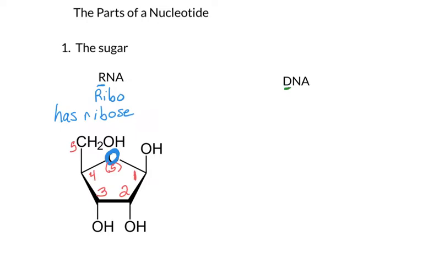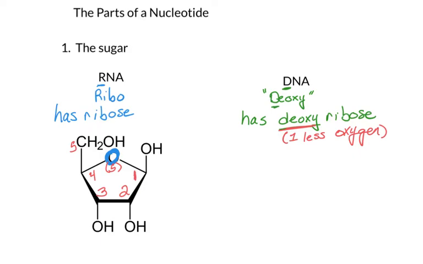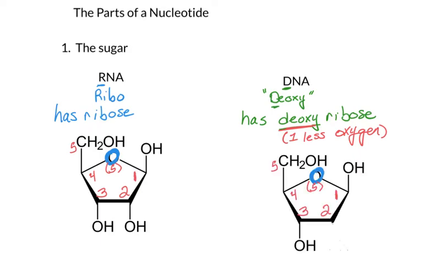When we look at DNA, it is deoxyribose. And you'll notice in its name, it's saying that an oxygen has been removed. And that's going to be in position 2 of the ribose. We've taken away the oxygen there, and now it becomes deoxyribose. So ribose is found in RNA, and deoxyribose is found in DNA.